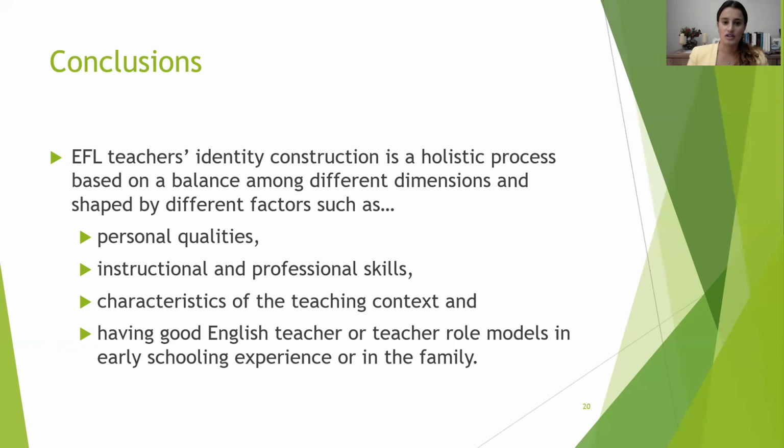And the most dominant factors that define these five dimensions were personal qualities, good instructional and professional skills, characteristics of the teaching context, and having good English teachers in their early schooling experience. These were the most dominant factors that influenced these five dimensions. And as I told you, you might get really different results with another sample, another group of participants. For this study, I have concluded that it's a holistic process, but with another group of participants, you may come to the conclusion that it's a fragmented and discontinuous process. If they have low self-esteem, maybe a positive self-image but a low self-esteem because of a very negative teaching environment and context. So with another group of learners, we might get different results.